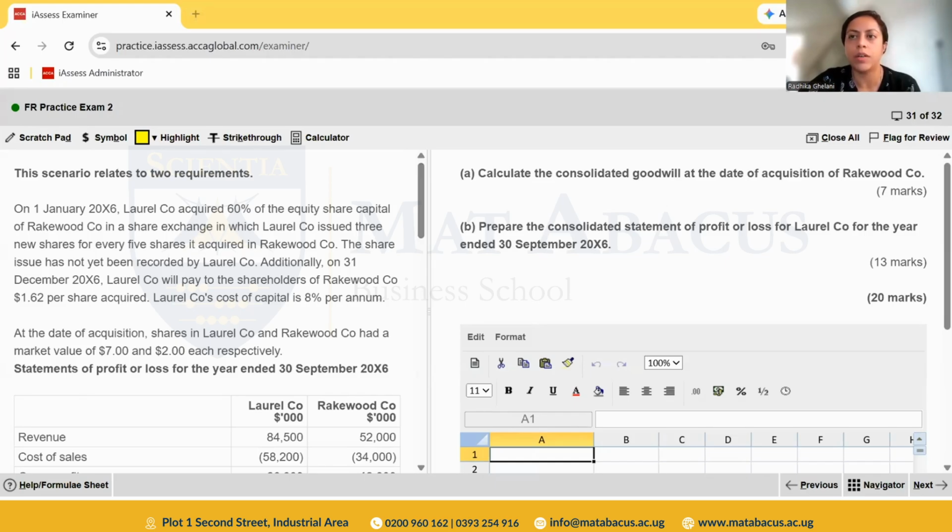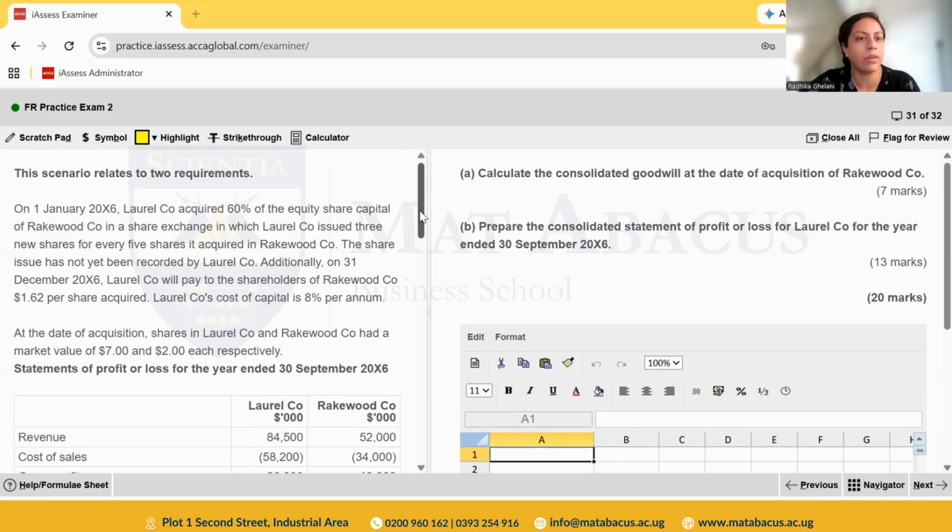Always start by reading the requirement. Part A is asking us to calculate the consolidated goodwill at the date of acquisition of Rakewood Company. So this looks like a group accounts question, as you can see. And Part B, they want us to prepare the consolidated SOPL for Laurel Company for the year ended 30th September 2016. So let's read the scenario.